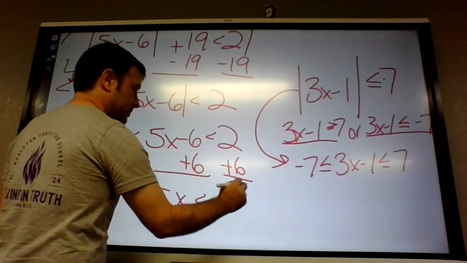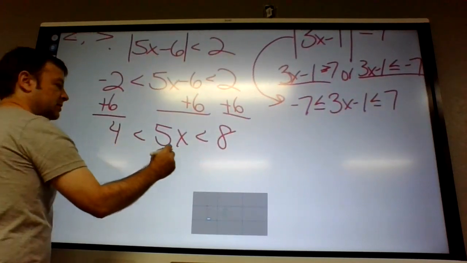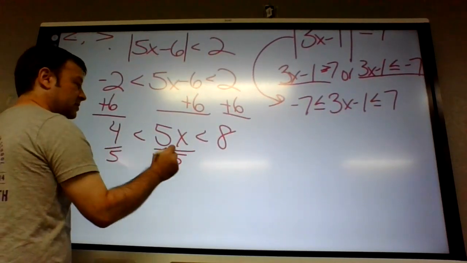Then you want to get x by itself in the middle. So add 6 to all sides, and then divide by 5. We got lots of fractions on this page.